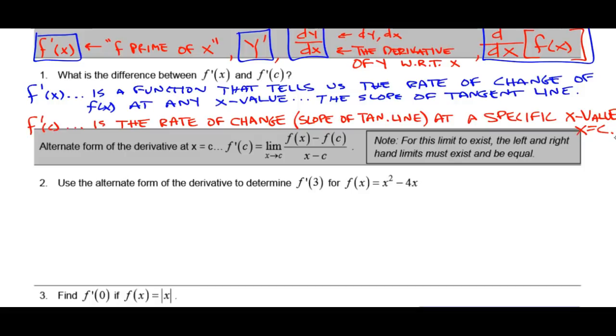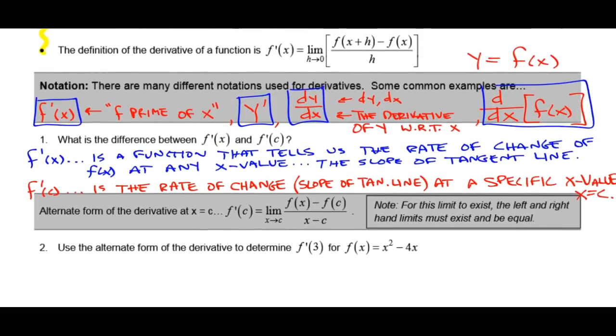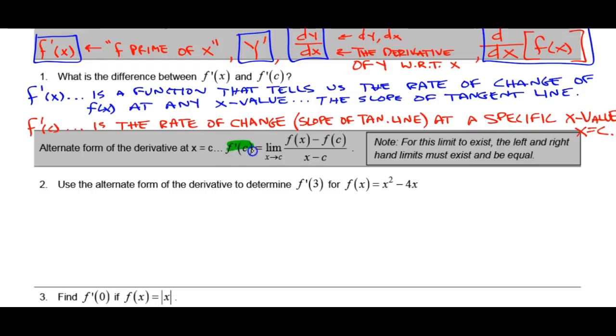All right, now let's move on to this alternate form of the derivative of x at x equals c. So I want to highlight a couple things here. Take a look up here. The definition of the derivative is the limit of the difference quotient as h goes to 0. That's f prime of x. But down here, what I'm giving you is f prime of c. So f prime of c is the limit of, well, it's this expression. It's another difference quotient, just a different type than we've seen before. And we're looking at that limit as x goes towards c. By the way, for this limit to exist, the left and right-hand limits must exist and be equal.